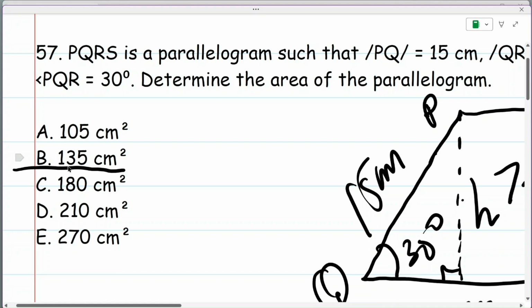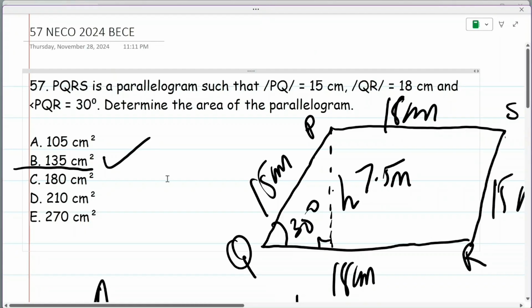That's 135 centimeters square. A recap of question 57 is that we have to draw the parallelogram, and since we have the base and we don't have the height, draw a line from point P straight down to make an angle 90 with line QR. So we can have a right angle triangle, and using the angle and line QP, we found the height, and with the height and the base, we're able to determine the area of the parallelogram.